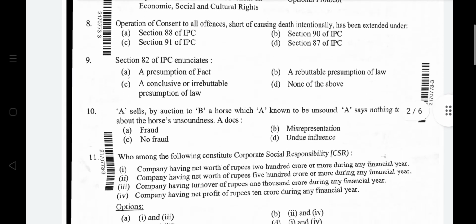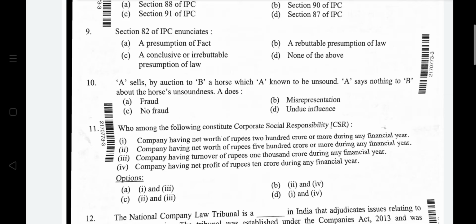Question number 9. Section 82 of IPC enunciates A, a presumption of fact, B, a rebuttable presumption of law, C, a conclusive or irrebuttable presumption of law, D, none of the above. Answer is C, a conclusive or irrebuttable presumption of law.